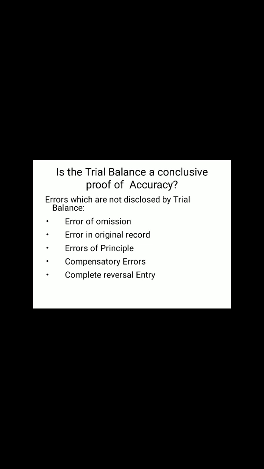Now next is the error in the original record. Original record means the journal or the subdivision of journal. If any error is made there, it will not be shown in the trial balance. The trial balance will automatically tally.